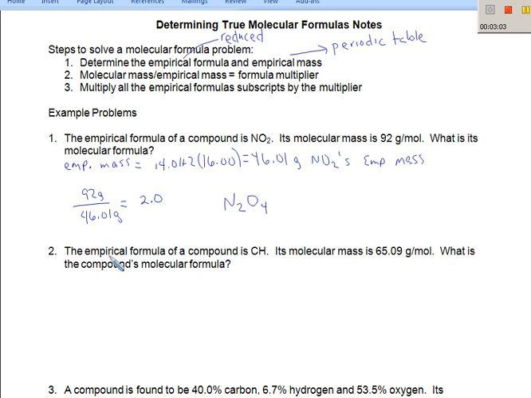Let's do another one. The empirical formula of a compound is CH. Its molecular mass is 65.09 grams per mole. What is the compound's molecular formula? So I want you to give this a try. I'm going to put down the answer for you, and I want you to see if you get there. There's your answer. See if you get there.